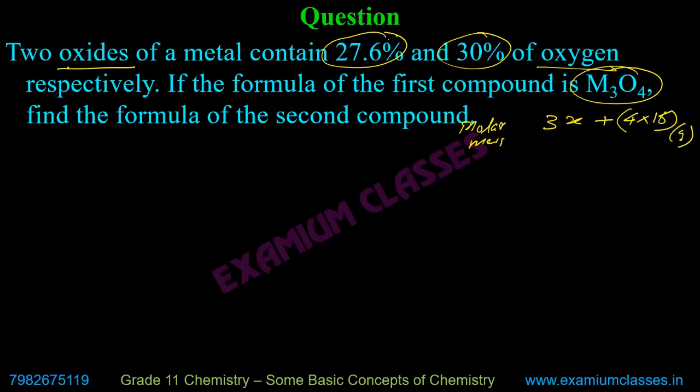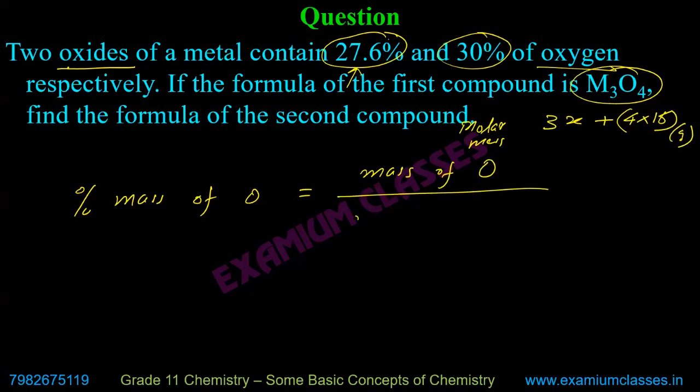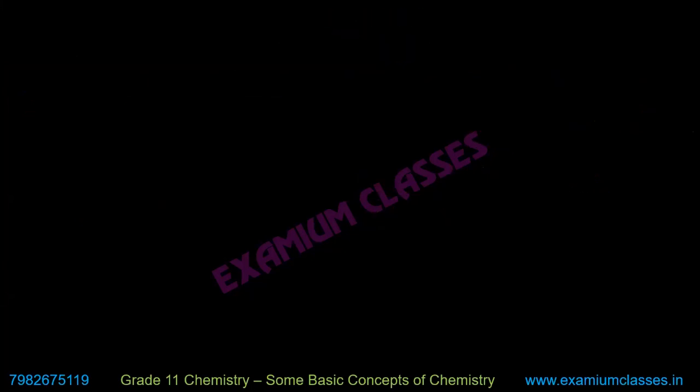So what you need to do from here, you can calculate the mass of metal or the mass of oxygen also. Percentage mass of oxygen is equal to mass of oxygen divided by molar mass into 100. You need to remember this formula.